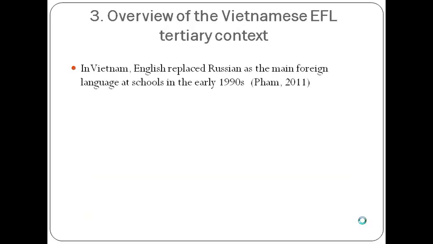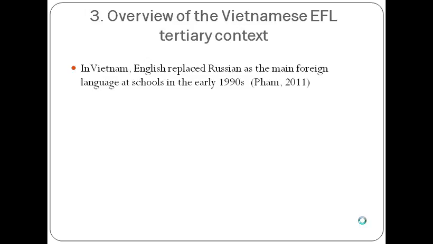In Vietnam, English replaced Russian as the main foreign language at schools in the early 1990s. The rise in status of English also means that mastery of English will help a person with their education and employment opportunities. Most jobs required a certificate of English, and competence in English could facilitate a person's chances of work promotion. As a result, the teaching of English receives much attention from the government, the public, teachers, as well as students.